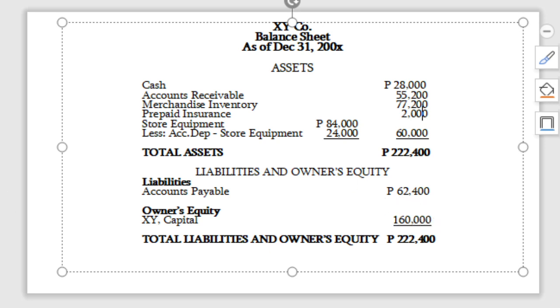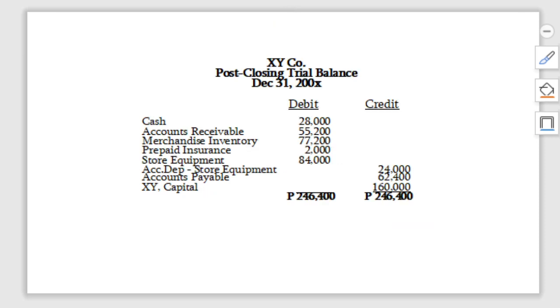So, proceed tayo sa ating post-closing trial balance na na-reflect na natin yung mga changes from our closing entries. So, dito tayo. So, okay, na-clear na pala no kanina. Nalagay na pala dyan sa 160 yung ating changes or yung ating ginawang closing entries kanina. So, ito na yung post-closing trial balance natin.